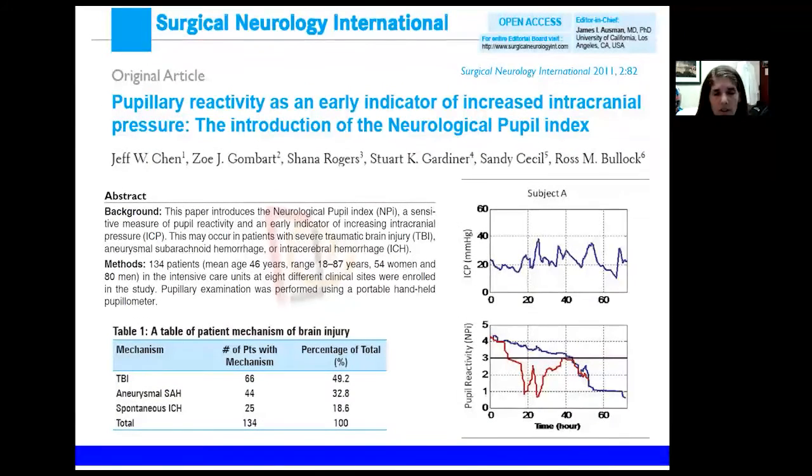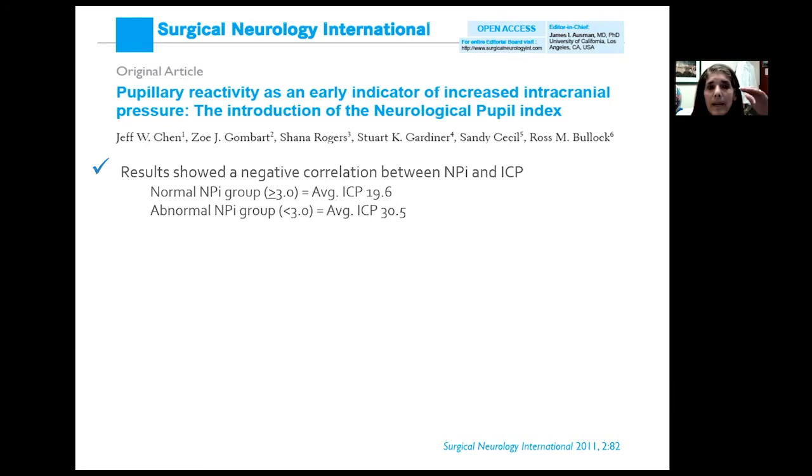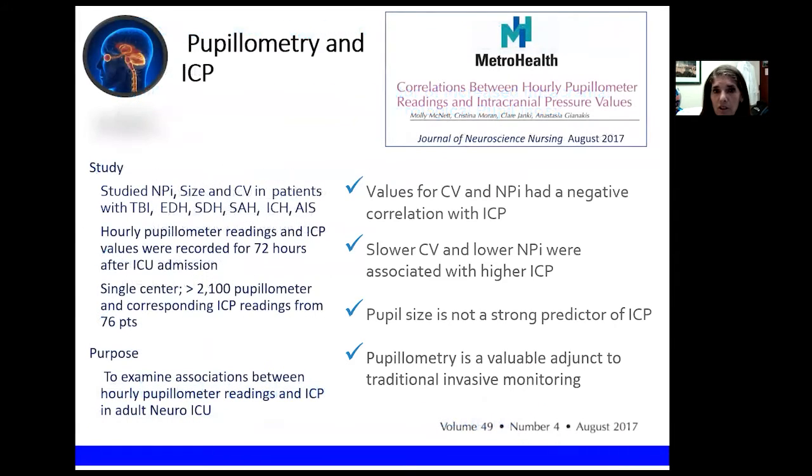Another study that was published in 2011 by Chen et al. was a study with this new aspect of pupilometry, the NPI. In this study, what they discovered was that there was a relationship between NPI and ICP, meaning as ICP went up, the NPI went down. They found that anything above 3 was okay or normal, but anything under 3 represented increasing ICP. So this was the first study that had come out looking at NPI and ICP and what the relationship was.